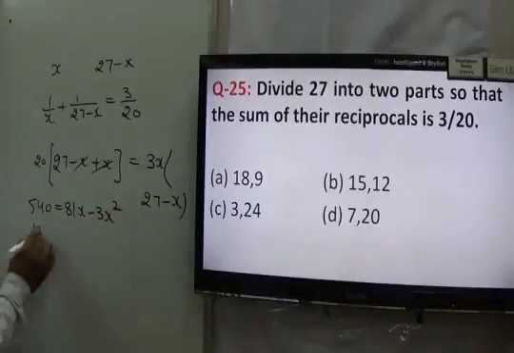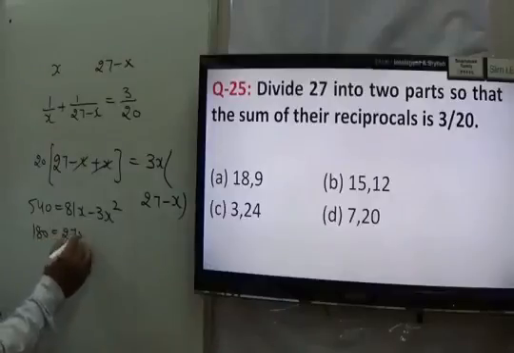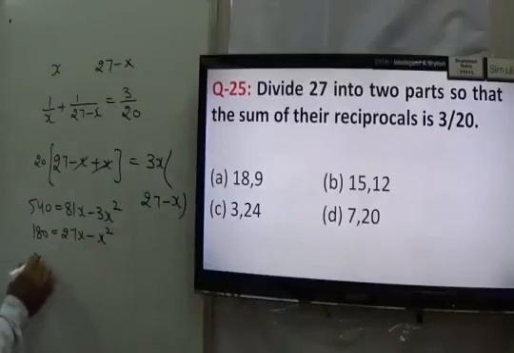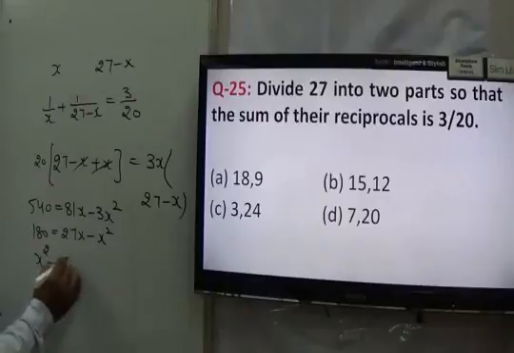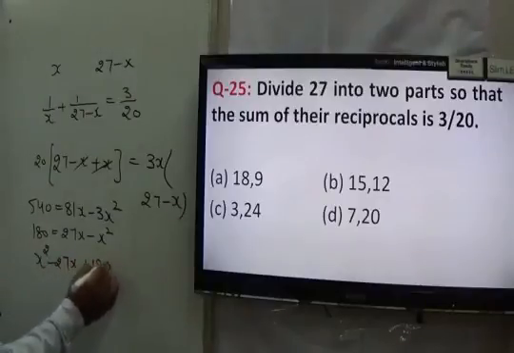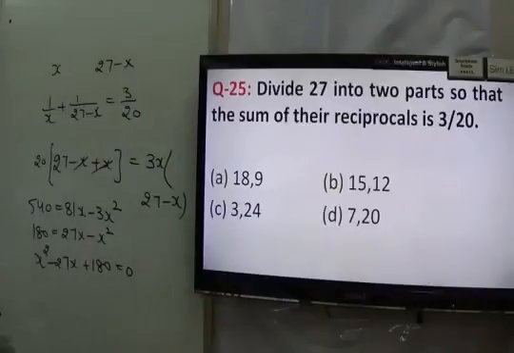3 would be cancelled out, 180 equals 27x minus x square, or my equation is x square minus 27x plus 180 equal to 0. When we make the factors here, we can say 15 and 12, that is minus 15x minus 12x. So here I can say my answer is B. My numbers would be 15 and 12, such that we can divide 27 into these two numbers in such a way that the sum of their reciprocals would be 3 upon 20.